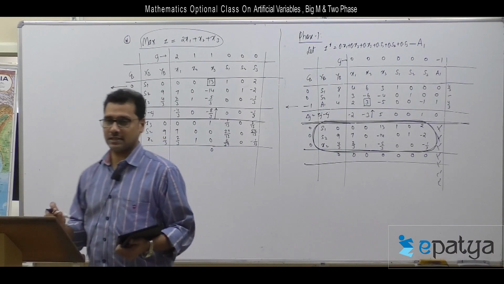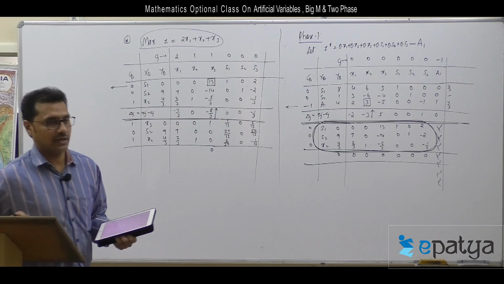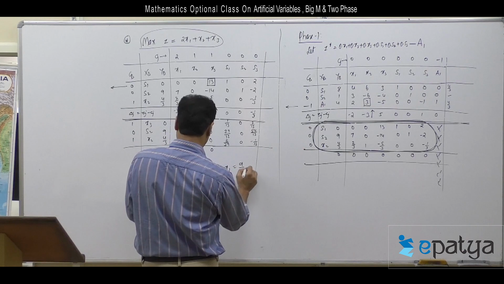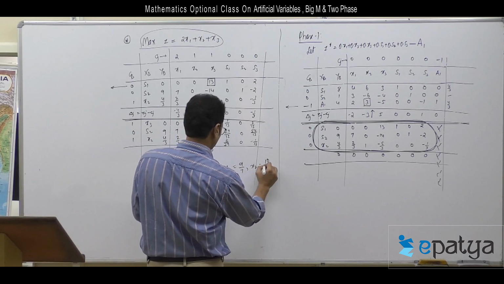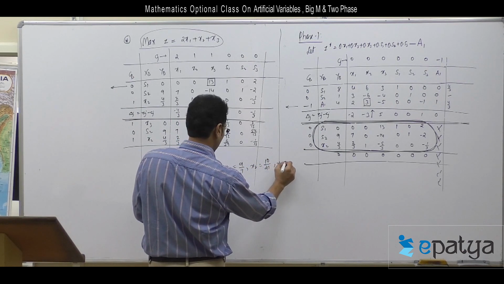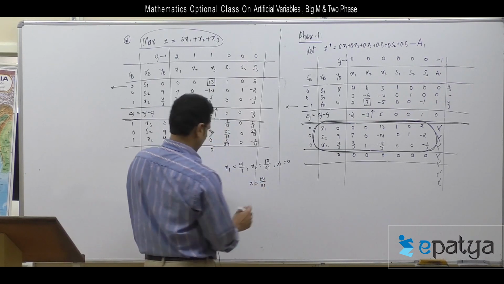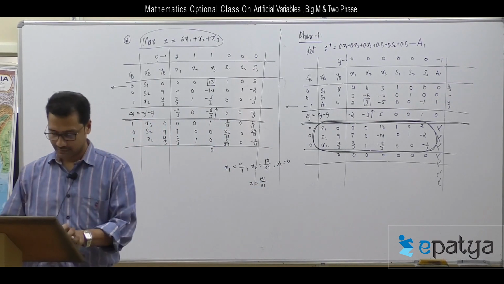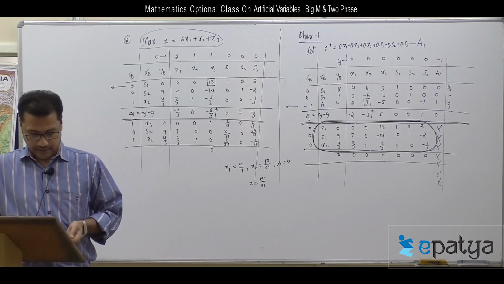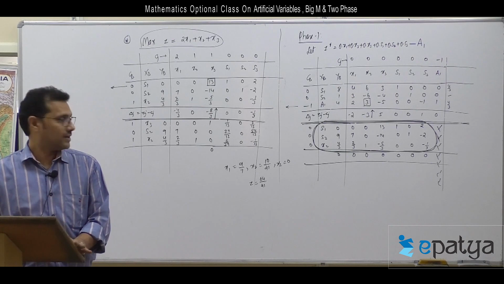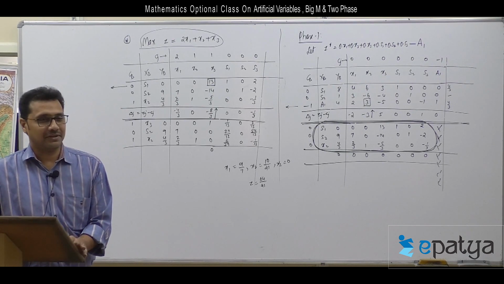ఓకే. Anyone who got the answer? వచ్చినా? ఓకే, ఫైన్. So x1 is 9 by 7, x2 is 10 by 21, x3 is 0, z equal to 64 by 21. వచ్చింది ఎవరికన్నా? వెరీ గుడ్. ఆ 13 చూసే భయపడిపోతాం మామూలుగా.